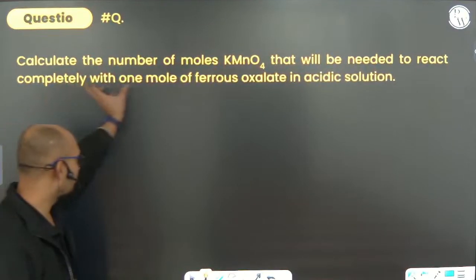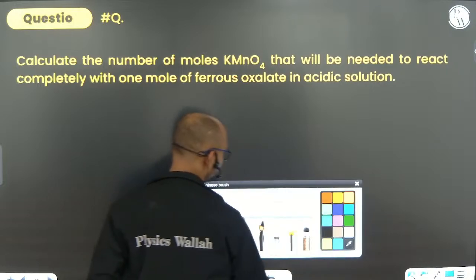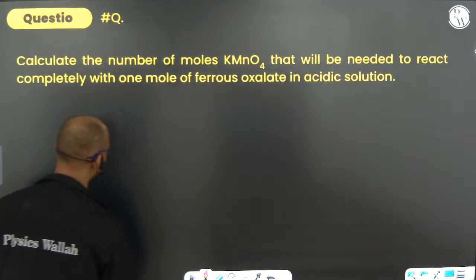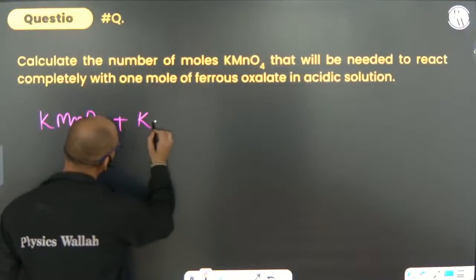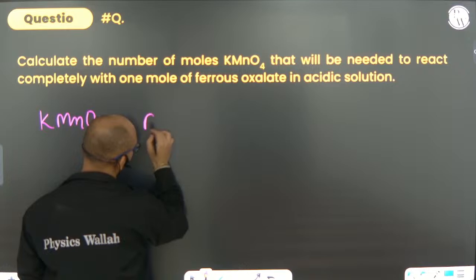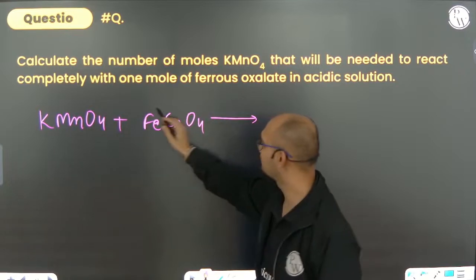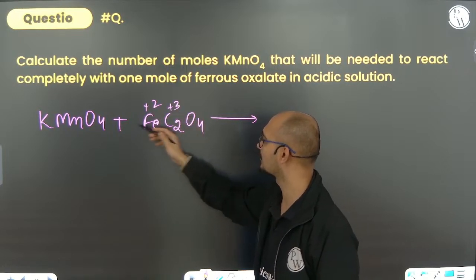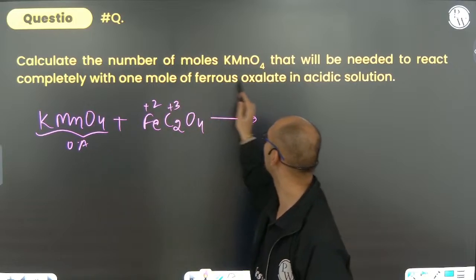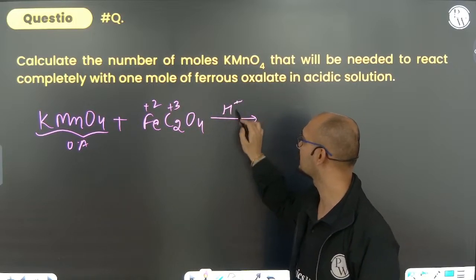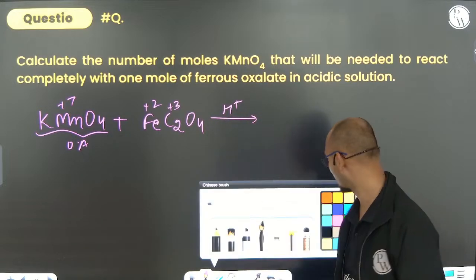Next, calculate the number of moles of KMnO4 that will be needed to react completely with 1 mole of ferrous oxalate in the acidic solution. First of all, you have to understand how the reaction takes place. KMnO4 reacts completely with ferrous oxalate, FeC2O4. Here Fe is +2, carbon is +3, because KMnO4 is a very strong oxidizing agent, and in the acidic medium, yes or no? So if H plus is there, I hope you all know that, here manganese converts from +7 to +2. I hope you all know that.